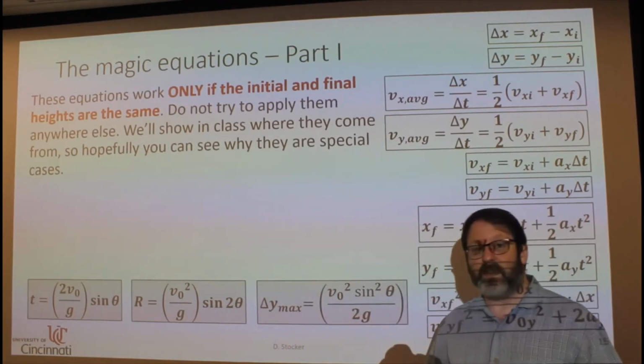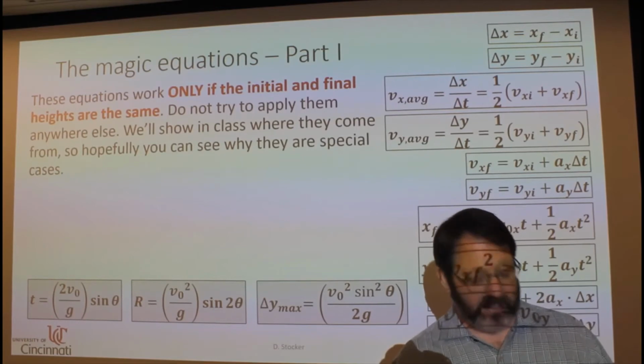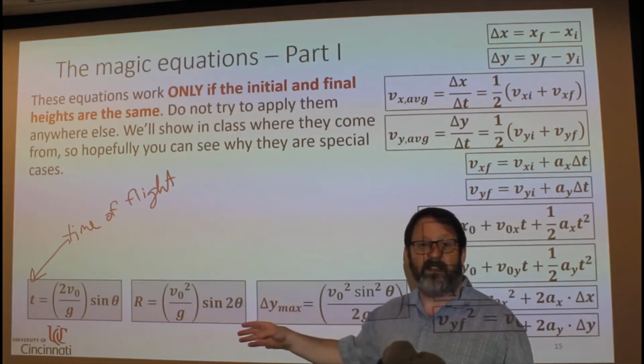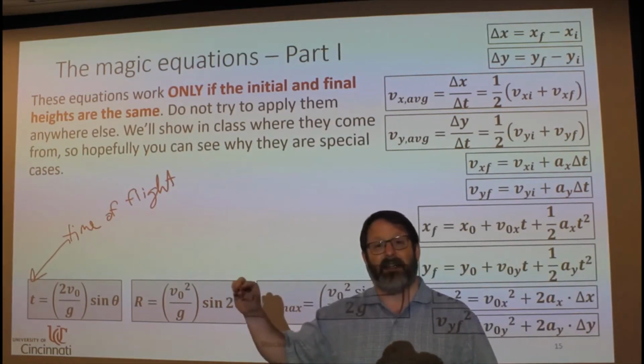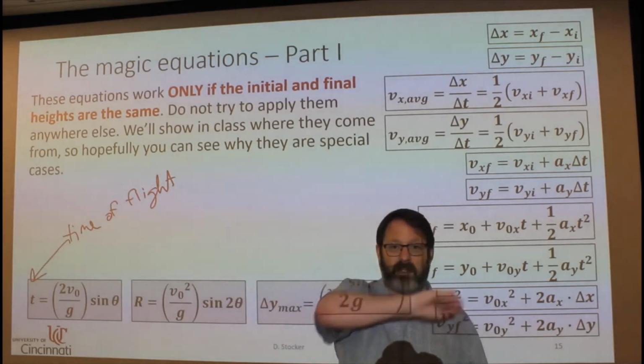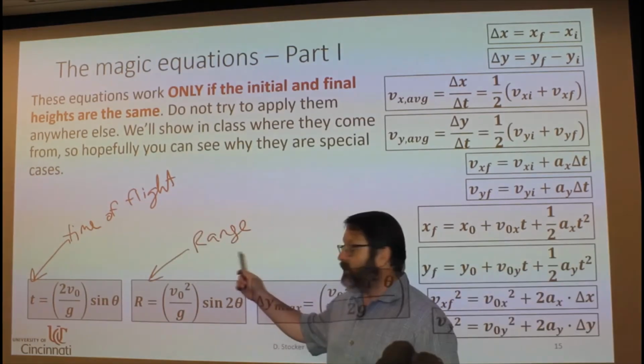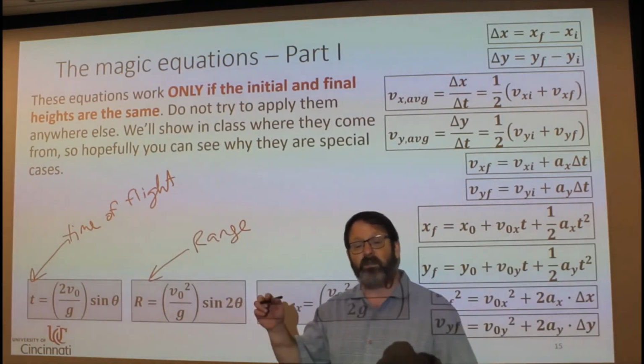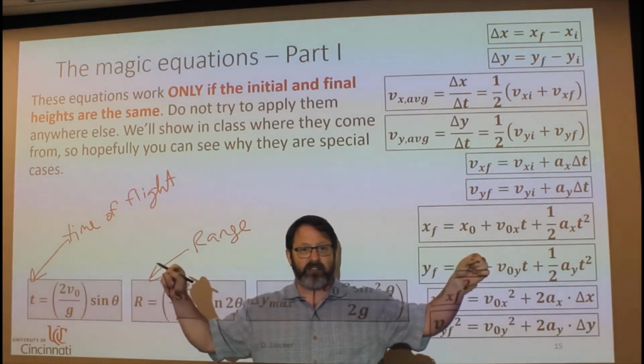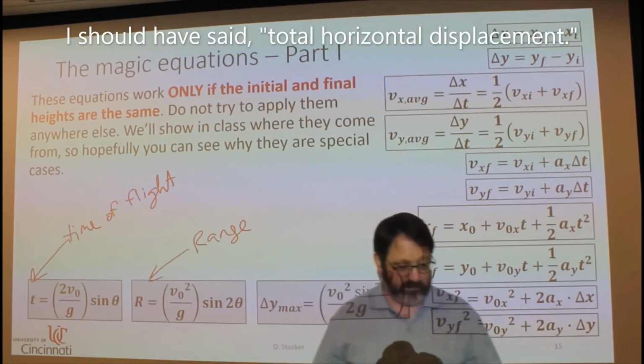And what do these things mean? This t is time of flight. The time of flight is the time that the object is in the air, from the start to the end. The next equation is for the range. So the range means how far did the projectile go? Total horizontal distance. That's the range.